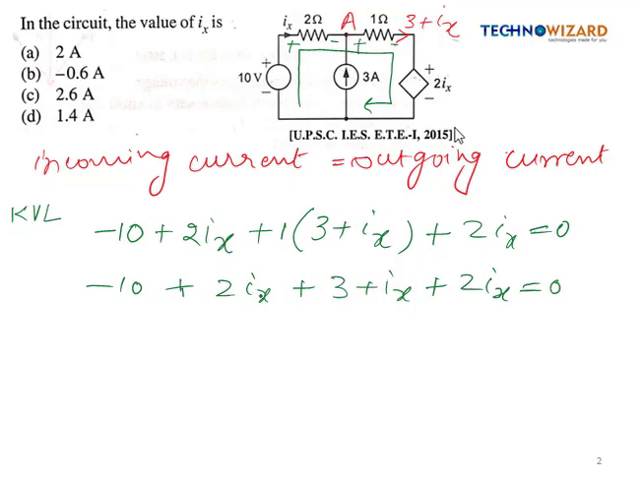So this will be 2 to 4 and 5. So 5 I of x minus 7 is equal to 0. So I of x is coming as 7 by 5, which will be 1.4 ampere current. So for this question option D is right. So let's see our next question.